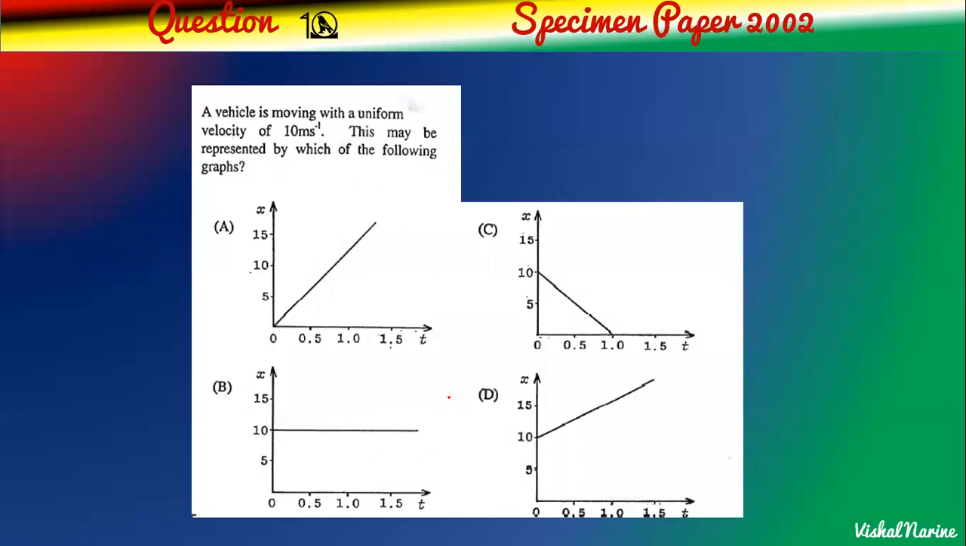Question 10. Question tells you that a vehicle is moving with a uniform velocity of 10 meters per second. Which graph is representing that? So if it's a constant velocity of 10, it is B. All right, so that is correct.